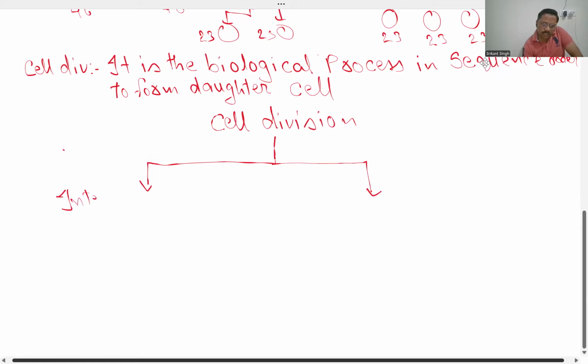Interface. क्या होता है interface, बेटा? Interface is the preparatory phase. Means cell खुद को prepare करता है कि when cell has to be divided, and while division cell is ready or not. That is also important. So interface is also called the preparatory phase.